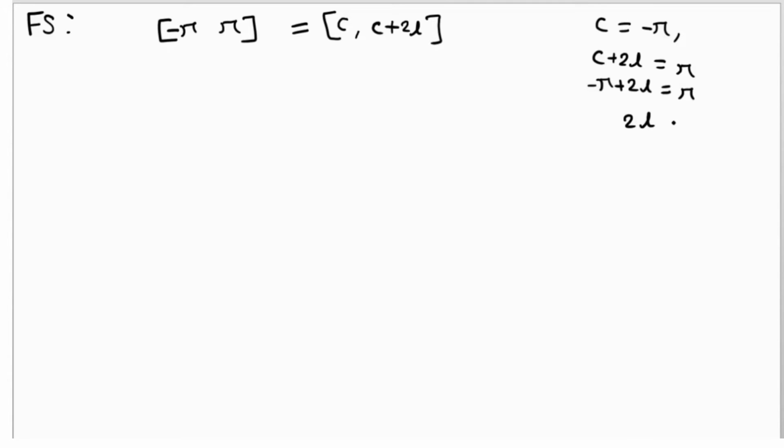Now see this formula here again. This interval I will compare with our most general form c to c plus 2L. So compare this term, and you will get c is minus pi and c plus 2L is pi. Put the value of c as minus pi, and if we shift this term, minus pi plus 2L equals pi, so 2 pi equals 2L. The 2 gets cancelled. That means L is pi.